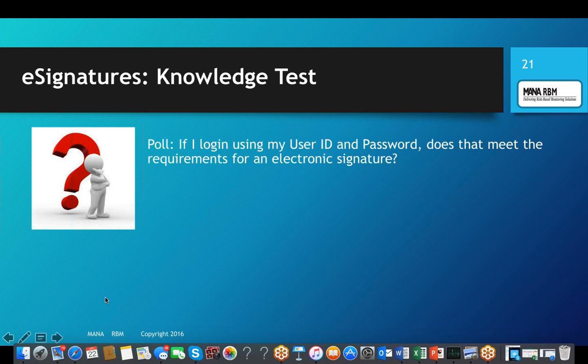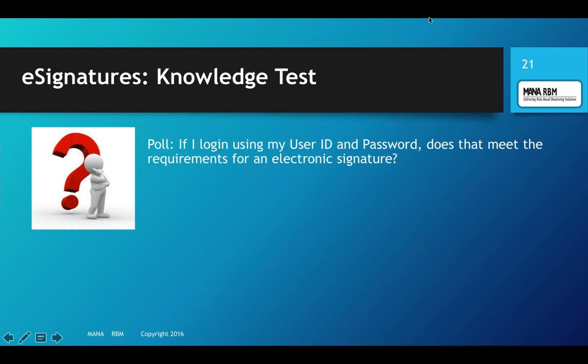Ooh, you're speedy here. So we're almost there. Okay, let's close the poll and we'll share the results. So most of you got that right, knowing that I was tricky in my polling. If I use my username and password, does that meet the requirements for e-signature? And the answer to that is no. 88% of you got it right. And so now let's look at what else you need, because we just said that wasn't enough.